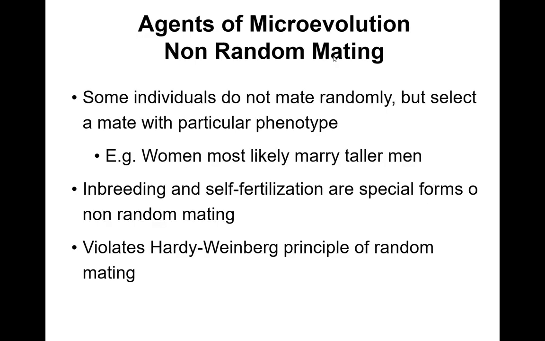Another agent of microevolution is what is called non-random mating. One of the big principles of Hardy-Weinberg equilibrium is that all individuals mate randomly, so the chance of mixing different gametes is the same for all the gametes. This is not really true.